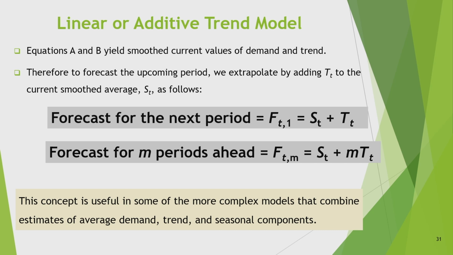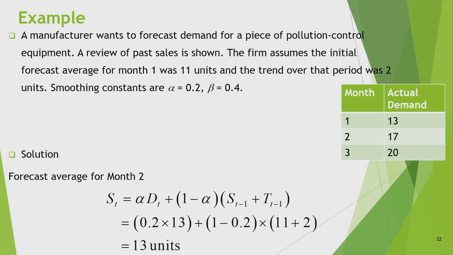Therefore, to forecast the upcoming period, we extrapolate by adding tt to the current smoothed average. That means the forecast for the next period will be st plus tt, and the forecast for m periods ahead will be ft comma m, that means for the mth period, st plus m tt. This concept is useful in some of the more complex models that combine estimates of average demand, trend and seasonal components. Just to give one example, a manufacturer wants to forecast demand for a piece of pollution control equipment.